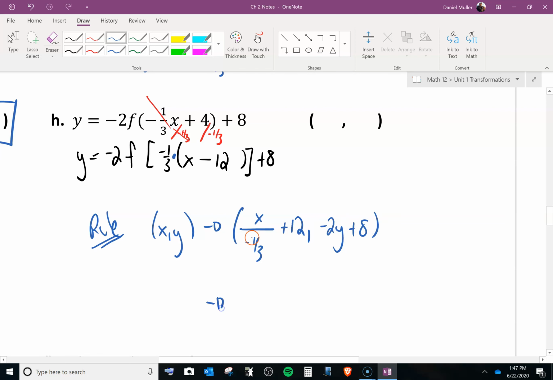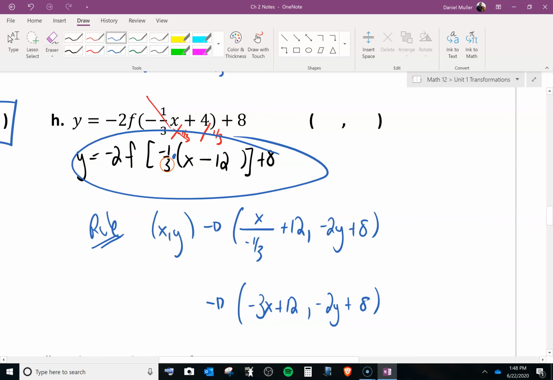Seems like every one of these, once you get your rule, there's a little bit of simplifying to do. So dividing by 1/3 is the same thing as timesing by 3. So it's 3x, but negative. And there's a plus 12. And then negative 2y plus 8. When you look at this question originally, you'd say, well, look at the x. Your x's are timesing by 1/3, they're getting smaller. But because we're actually dividing by 1/3, we're actually timesing by 3.